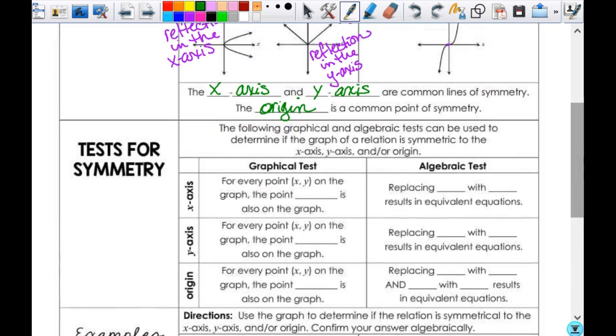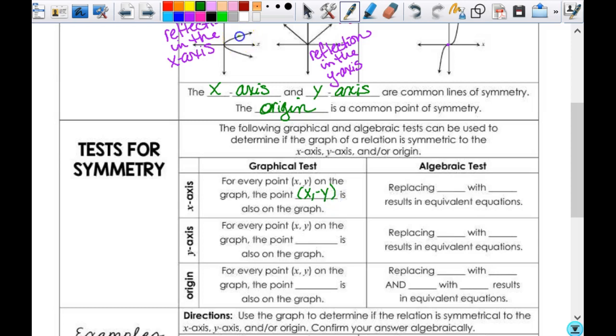It says for every point x, y on the graph, the point blank is also on the graph. Well, when you reflect something in the x-axis, there's only one thing that changes. Is it the x or the y? The y. And what changes about it? It's negative. It's just the sign. So this just becomes x, negative y.